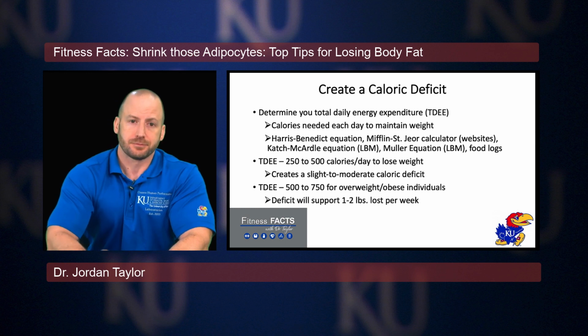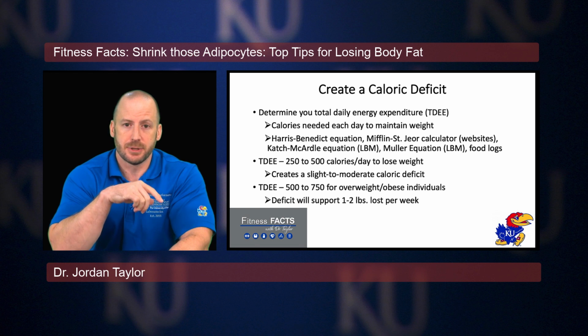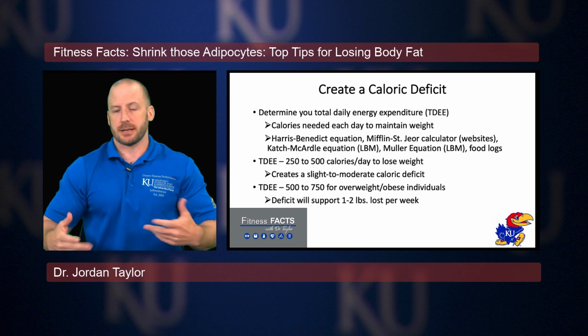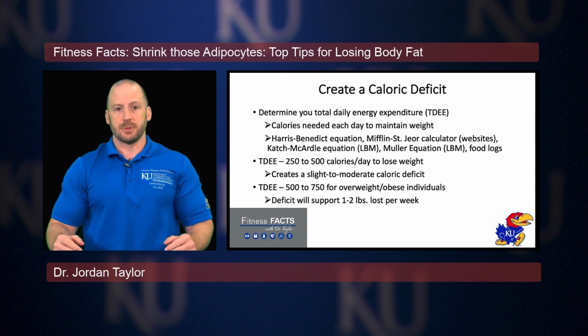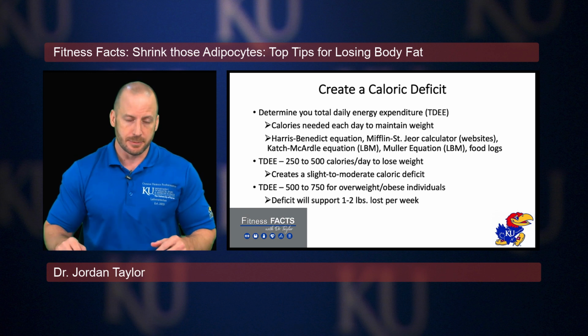Okay, now, there's many equations. In a previous video, I showed the Harris-Benedict equation. This helps you figure your basal metabolic rate. That's the amount of calories that are needed each day just to keep basically your vital organs and all the automatic processes going on in your body.